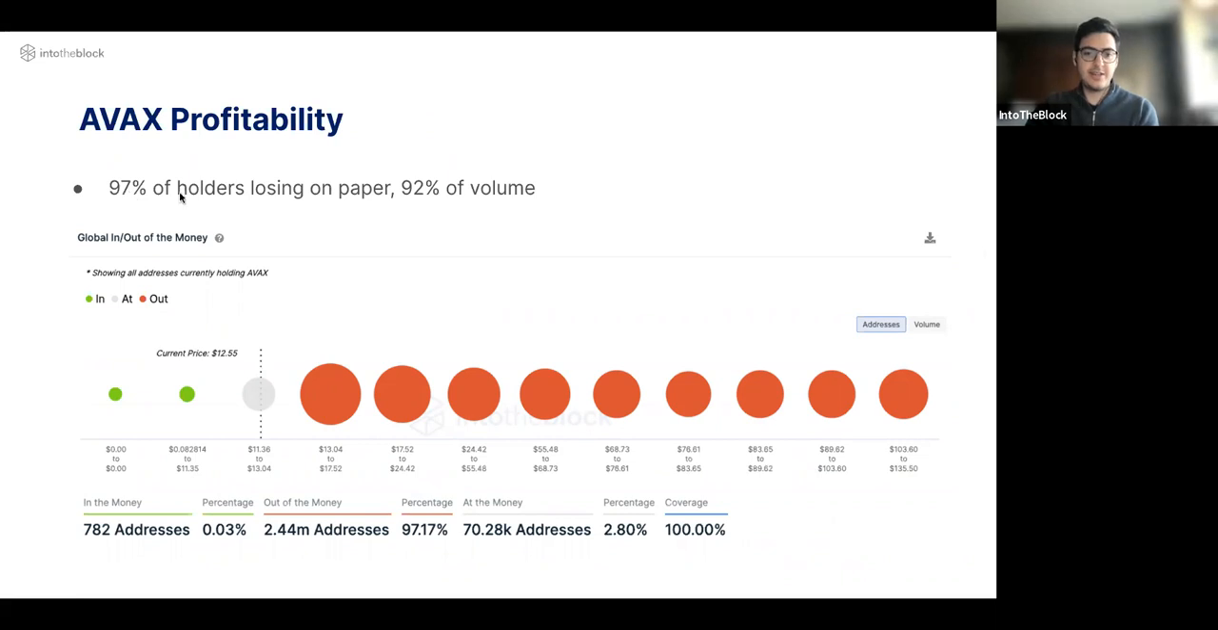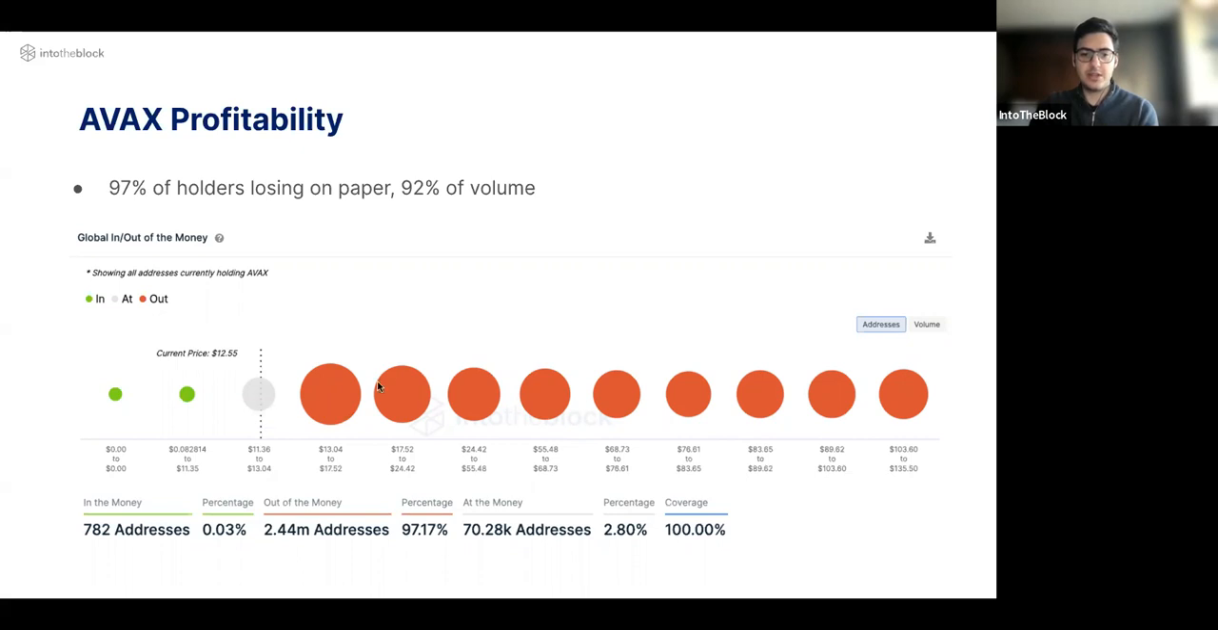In terms of profitability, for the AVAX token itself, it's not faring so great, to say the least. 97% of addresses are losing on paper, so unrealized losses on their positions. This is, of course, one of IntoTheBlock's most popular indicators, where we look at the price where they received the token, the AVAX token, versus the price that it's at now.